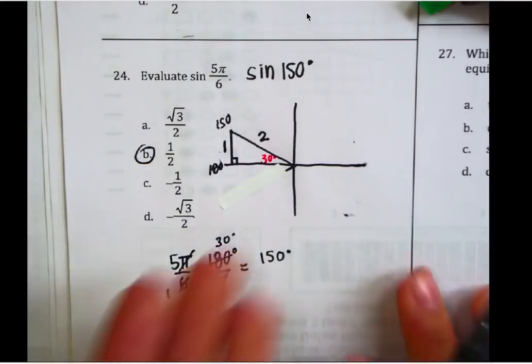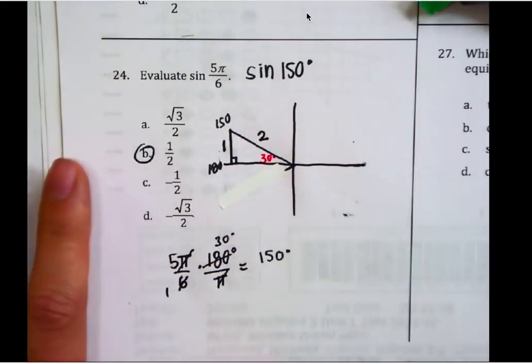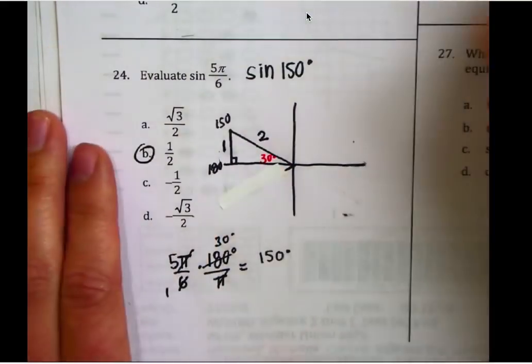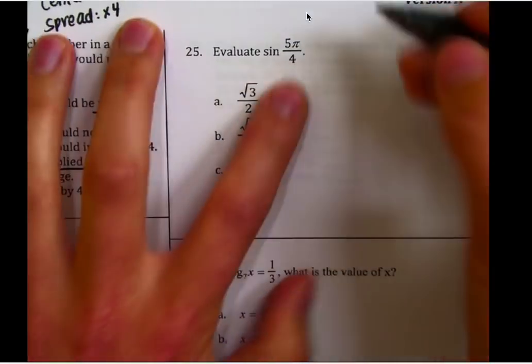Okay, and it is positive 1/2 because I'm in the second quadrant and I have a y value that's positive, or sine value that goes up. Okay. 25, evaluate sine of 5 pi over 4.